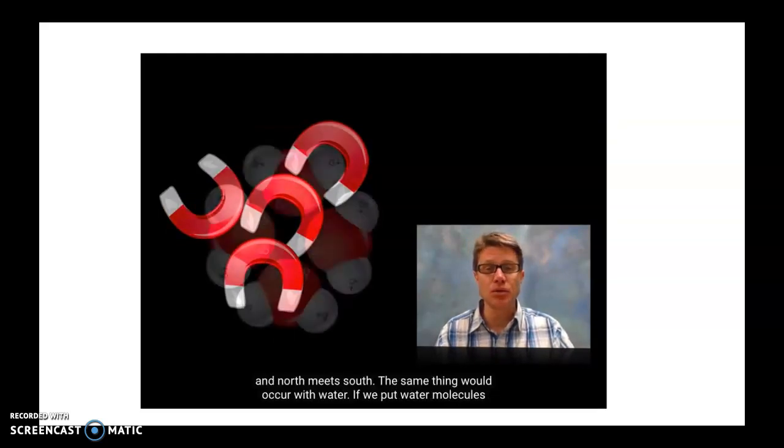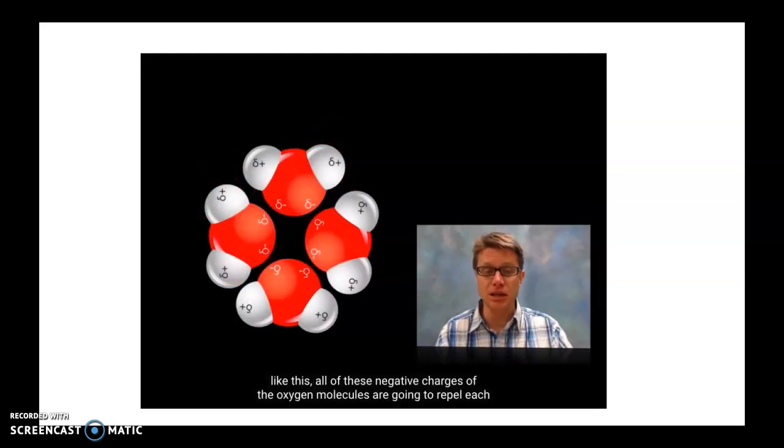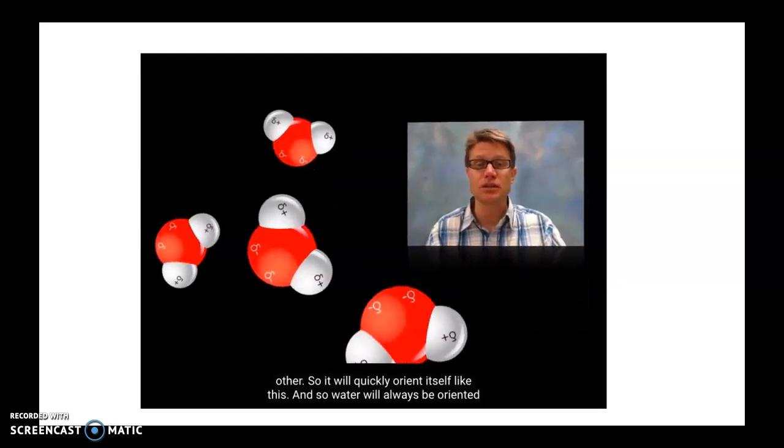The same thing would occur with water. If we put water molecules like this, all of these negative charges of the oxygen molecules are going to repel each other, so it'll quickly orient itself like this. And so water will always be oriented so the positive of the hydrogen and the negative of the oxygen are attracted to each other. And so what do we call that attraction between these?